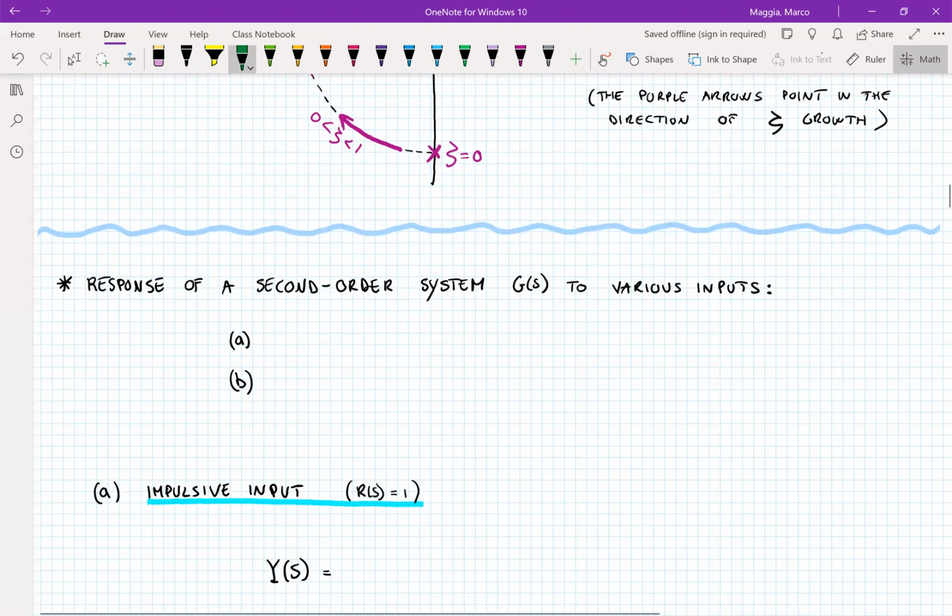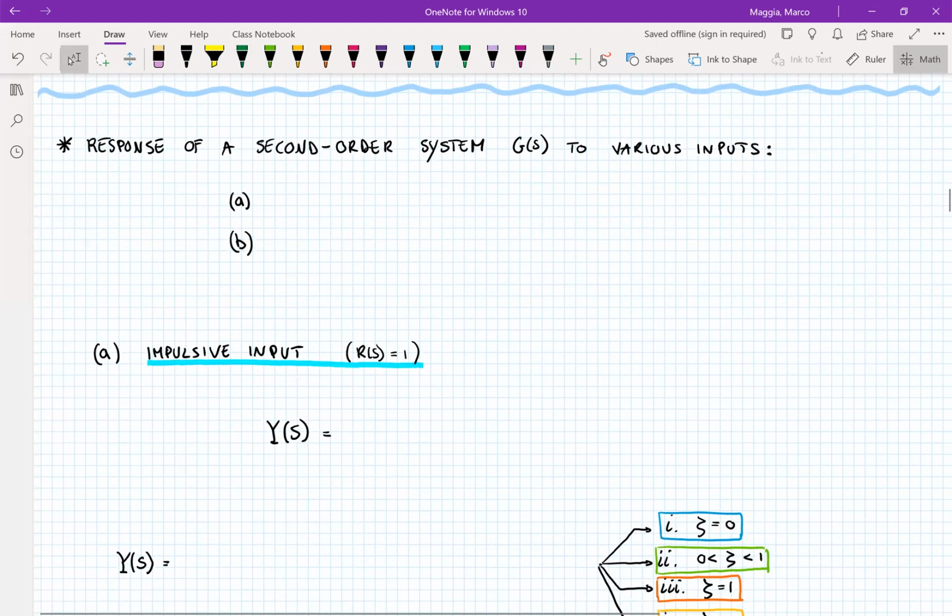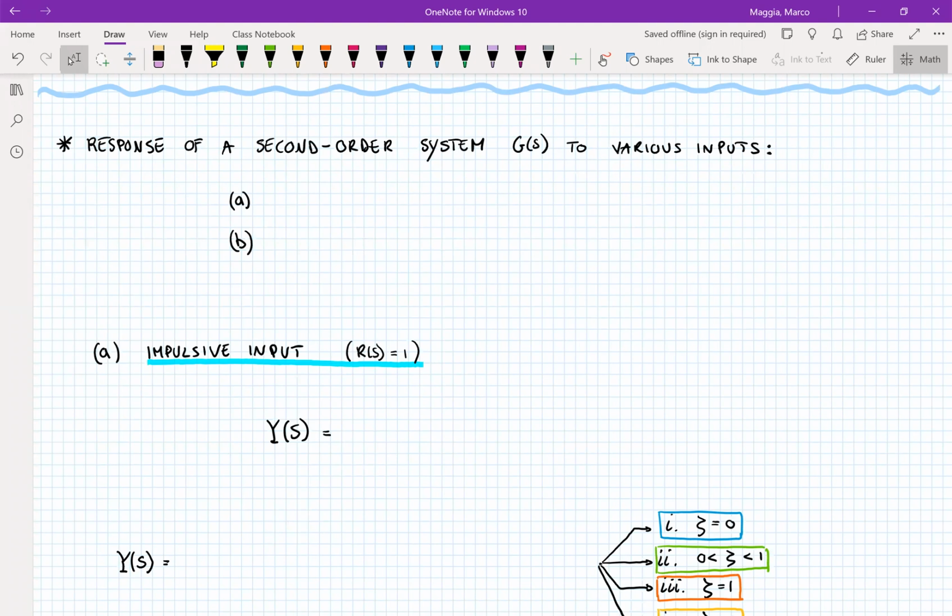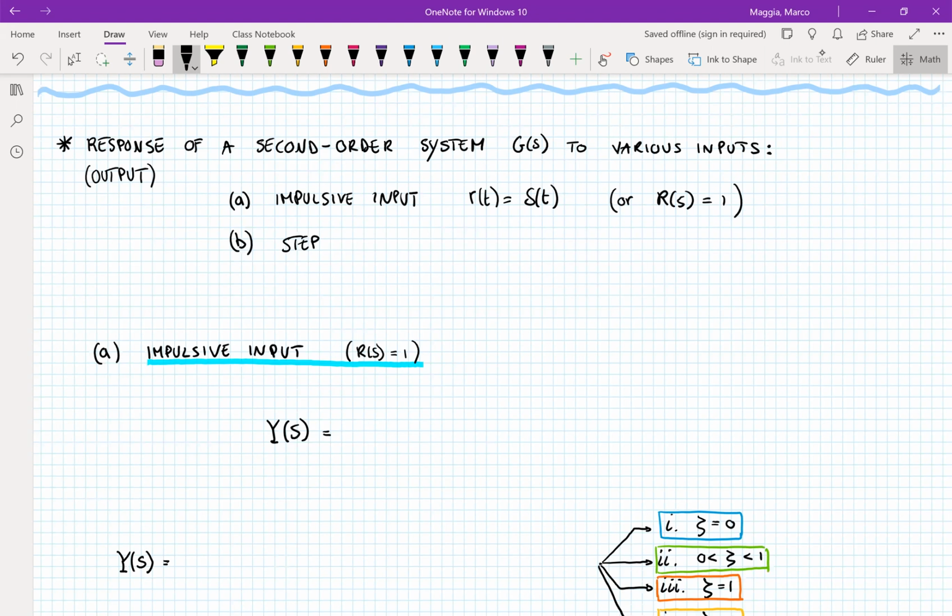Okay. Now, the next thing that I want to take a look at is the response, that is the output. Whenever I talk about the response, this is equivalent to talking about the output for a second order system to a couple of inputs. So we're going to consider the impulsive input. And recall that the impulsive input in the time domain is equal to the Dirac function, or in the S domain, that is simply equal to 1. And then we're going to take a look at the response of a second order system to a step input.